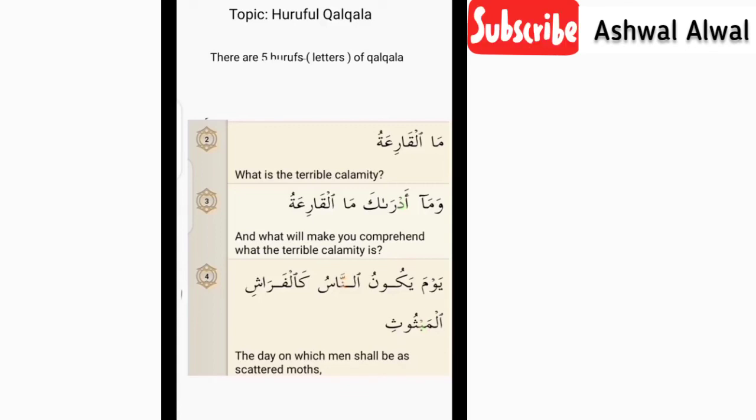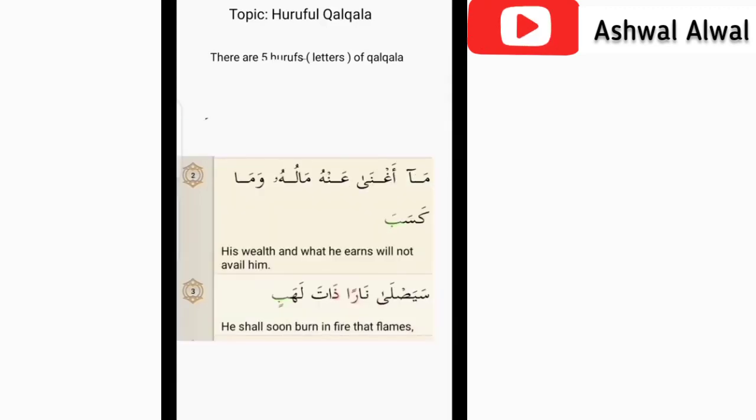And then the next one is ba. Mabthuth, and not mabthuth. It would have been easier to just say mabthuth, but then we want to recite the Quran correctly, applying the rules, so we will say mabthuth. يوم يكون الناس كالفراش المبثوث. Kasab, lahab, instead of kasab and lahab.